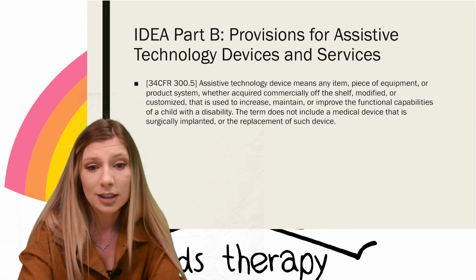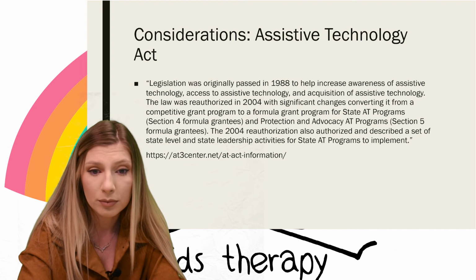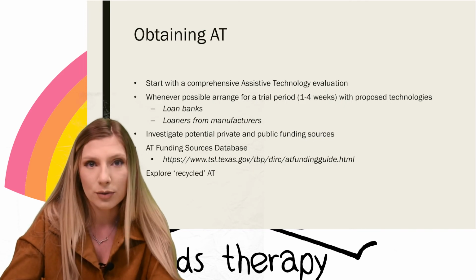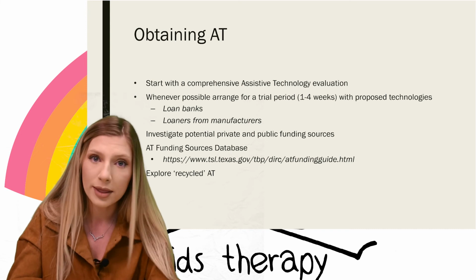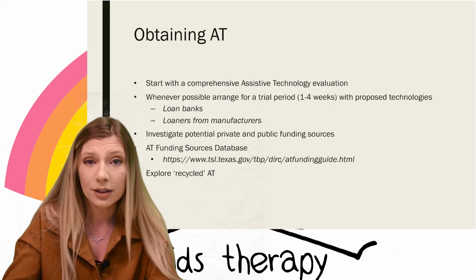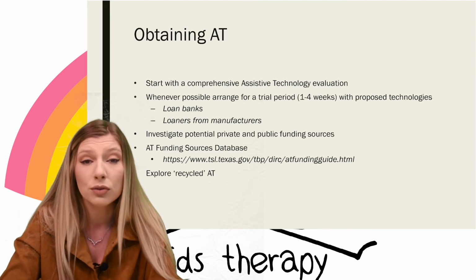So I just added some of the IDEA provisions in here. You can go through and read them if you would like. Obtaining assistive technology is the big question, right? Like, who has all this money to throw at these switches and these devices and these switch-operated toys? The state, the university does, and they're willing to share these things with us for free.